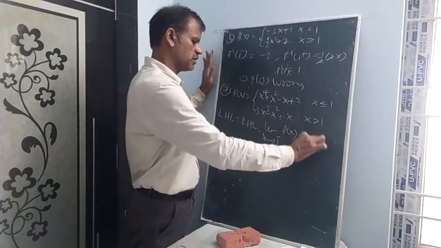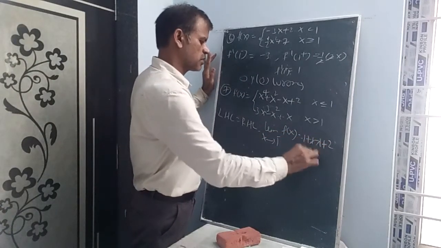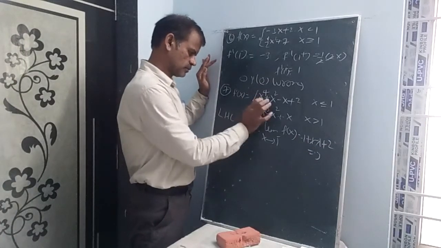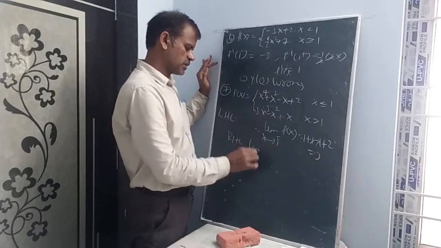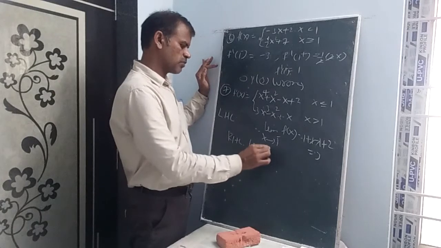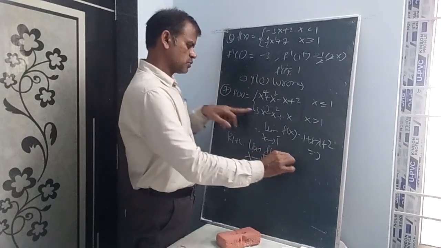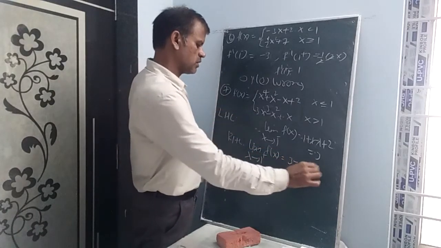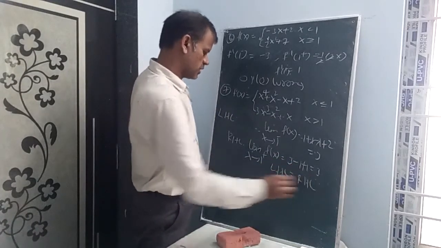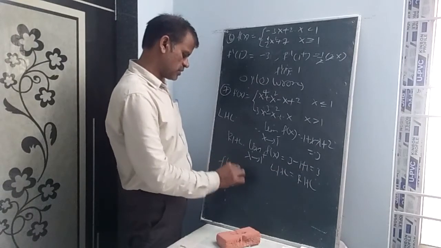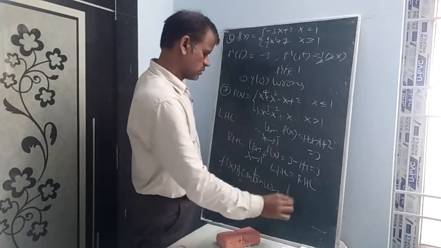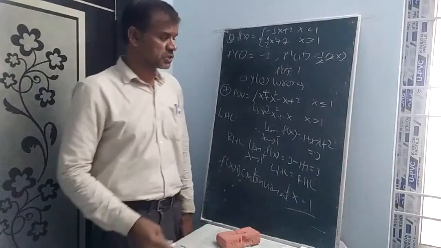1 plus 1 minus 1 plus 2. 1 minus 1 get cancelled. Answer 3. Next RHL. RHL meaning here limit x tends to 1 plus f of x. So 3 minus 1 plus 1, that is also 3. So LHL equal to RHL. You can understand f of x is continuous. f of x is continuous at x is equal to 1.